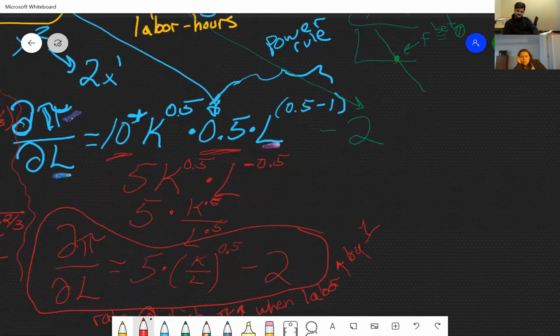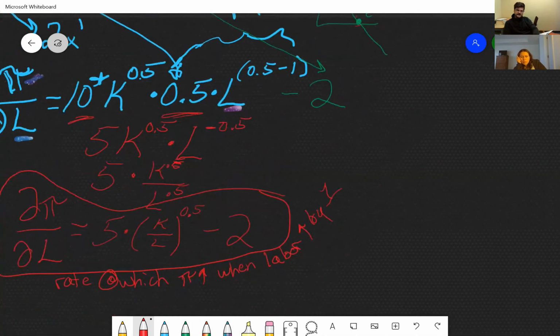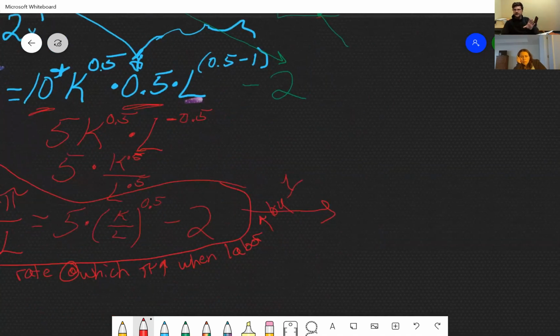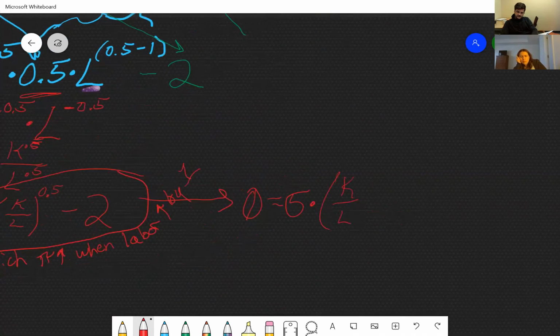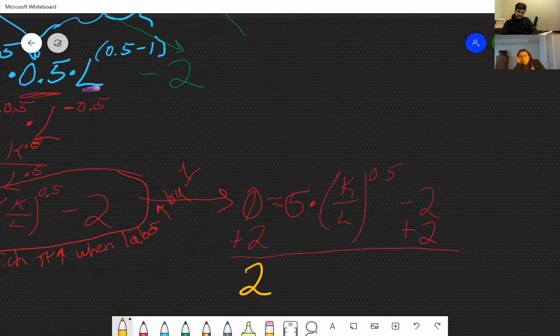So we're going to do our last step here. And again, this is the long way to get to our shortcut, and I'll show you the shortcut and how it relates, right? We're going to set this equal to 0. 0 equals 5 times K over L to the 0.5 minus 2. We're going to add 2 to both sides, and we're going to end up with 2 is equal to 5 times K over L to the 0.5.